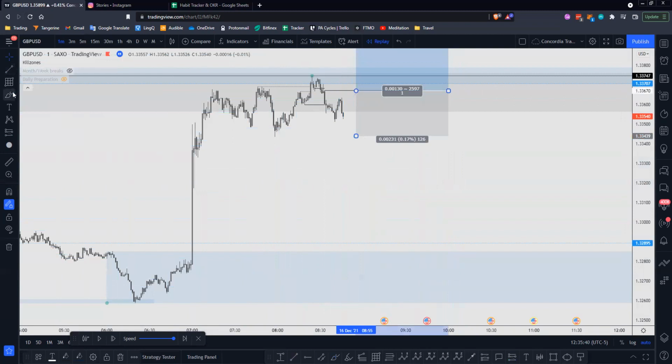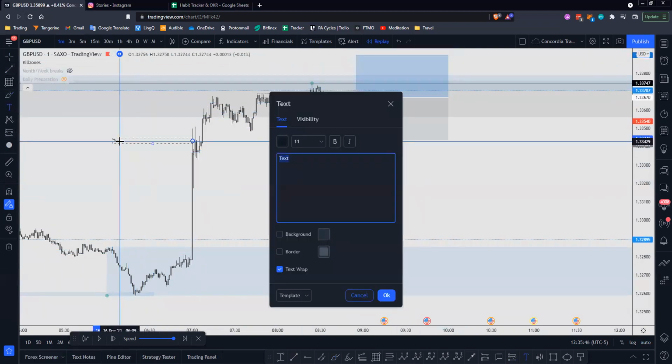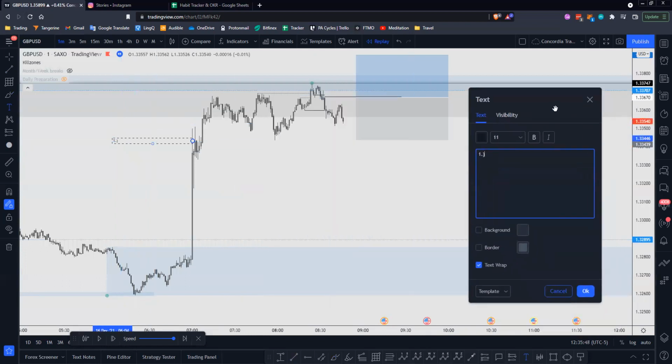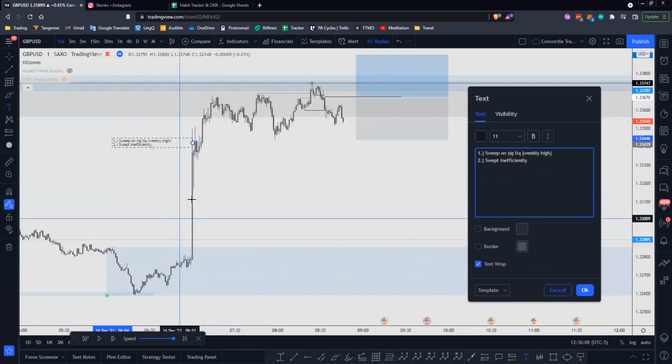It has all elements, right? And what are the elements to the setup? Okay, so one, we have a sweep on significant liquidity, and in this case, it's going to be a weekly high. Two, it did it in an inefficient manner, right? So it swept inefficiently. And you can see this is what I'm saying here. This whole model right here, imbalance right here, sweeps that weekly high.